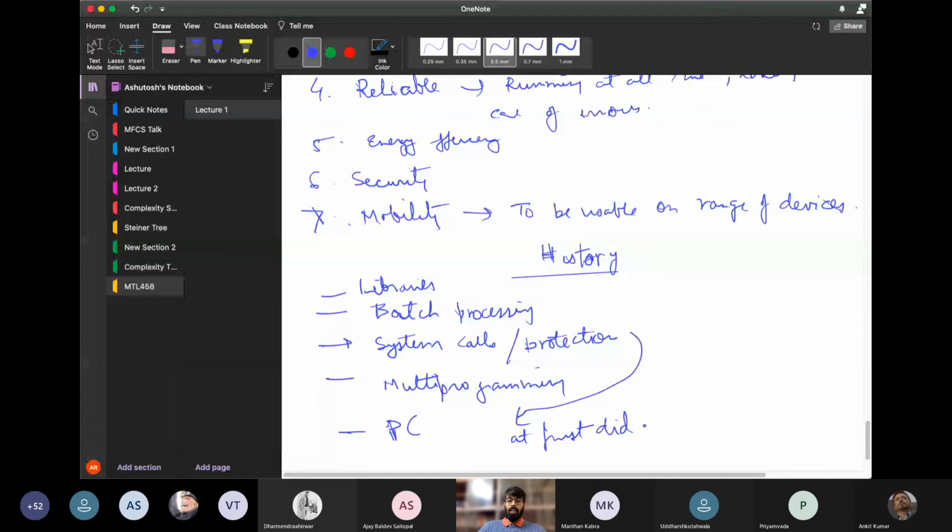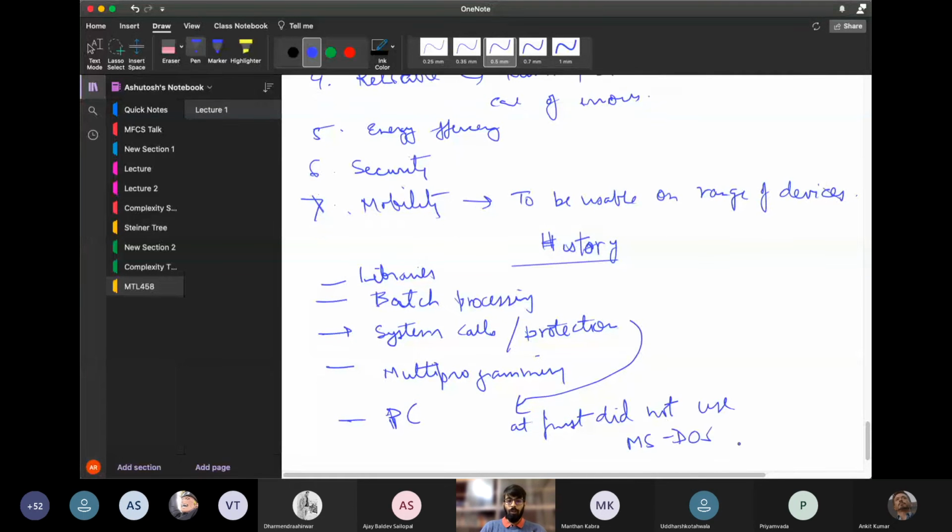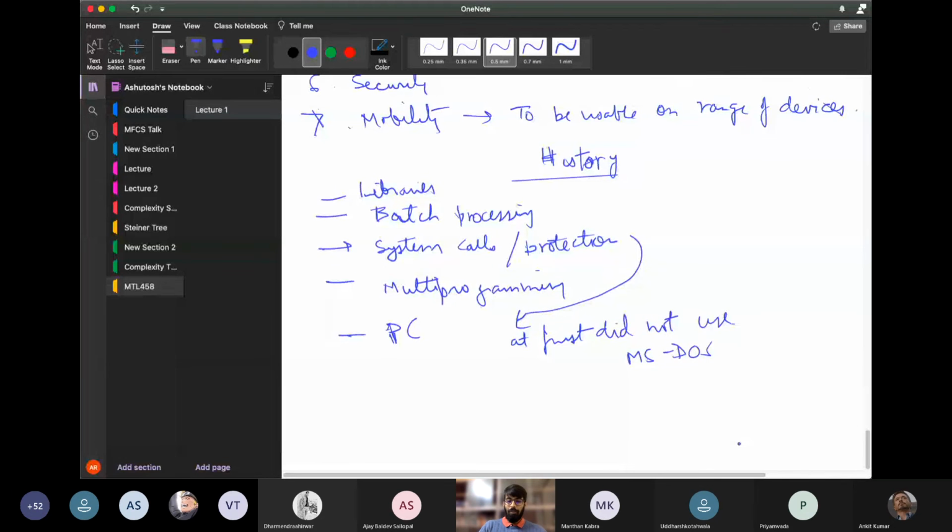Like, very famously, MS-DOS, the disk operating system. I mean, you guys might not know, but when we were younger, it used to be the thing. And there used to be this blue screen of death in earlier Windows versions, and once that happens, then nothing can be done.